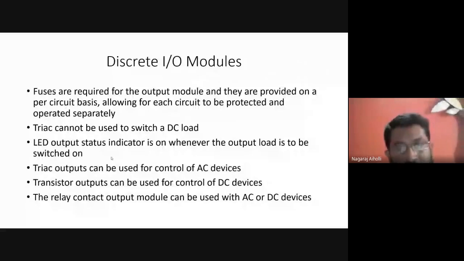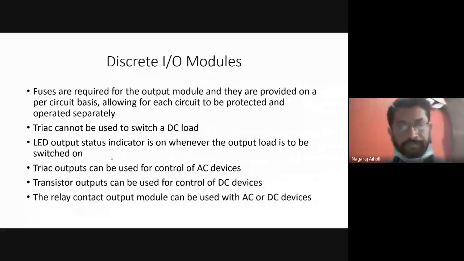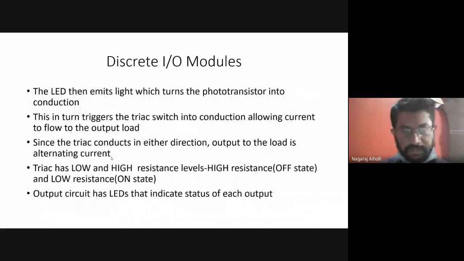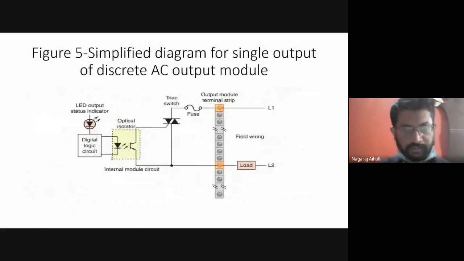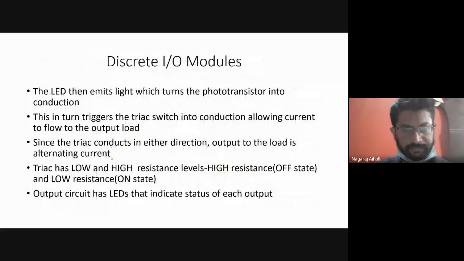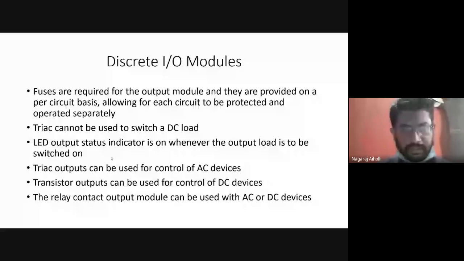So we were discussing the output module here. When we talked about the output module, we discussed the various blocks. Triac output can be for control of AC devices. Transistor outputs can be used for control of DC devices. These are some of the important points that you all have to remember. Triac output can be used for AC load devices. If we are connecting a transistor, then transistor can be used to control the DC devices. Transistor cannot be used for AC devices because it conducts only in one direction.